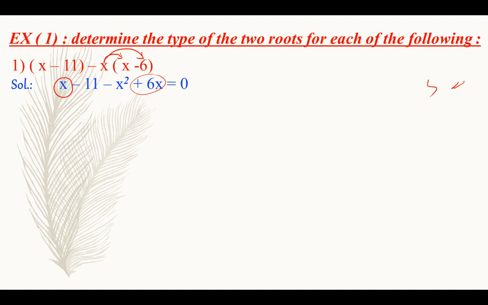Negative x squared will go to the other side, and 7x will go to the other side. Let's write it together. Here, x plus 6x will be 7x minus 11 minus x squared equals 0. Here you have two solutions. The first one is all the terms of the quadratic equation go to the other side by changing their sign. Or you can multiply the equation by -1 to make the coefficient of x squared positive. It's preferable to make the coefficient of x squared positive.